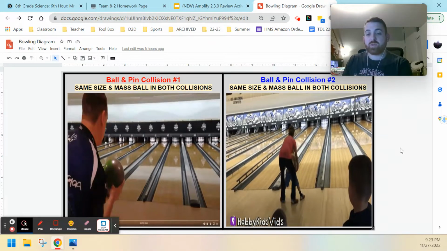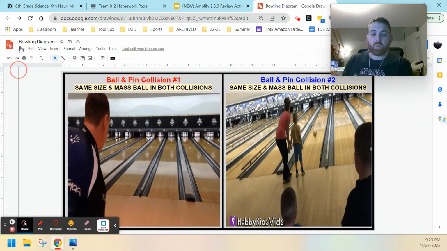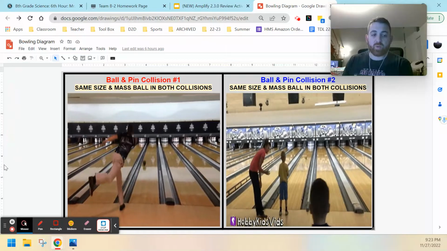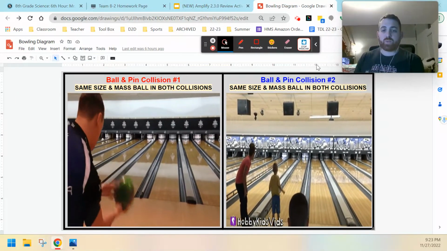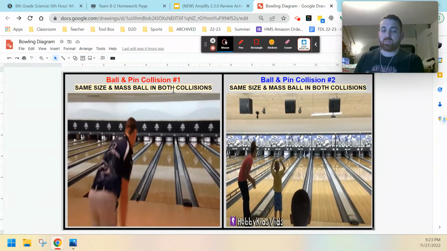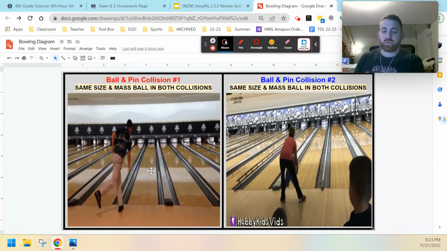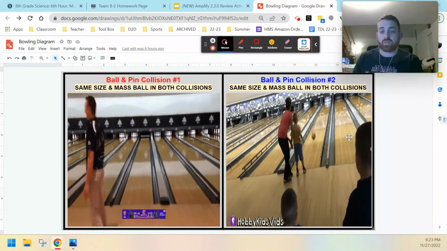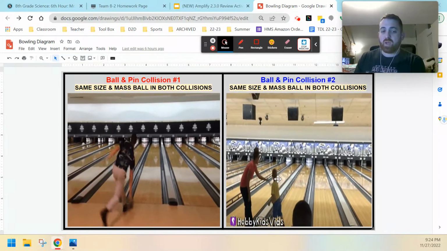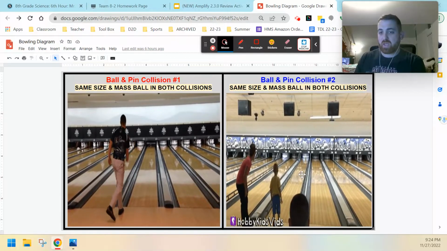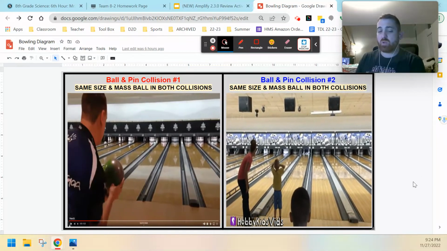So in our diagram, you're going to see that we have two sets of bowlers going on, and those bowlers are creating two sets of collisions. In both situations, the size and mass of the ball in collision number one and collision number two are the same mass. So whether it's the man or the boy, both are using the same mass bowling ball.